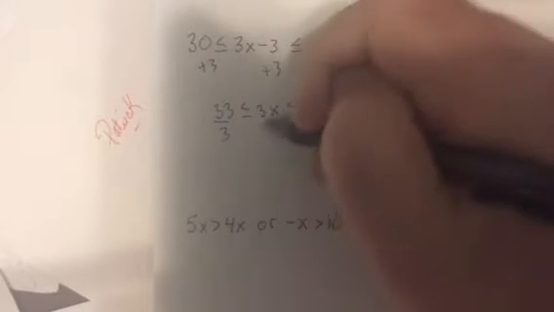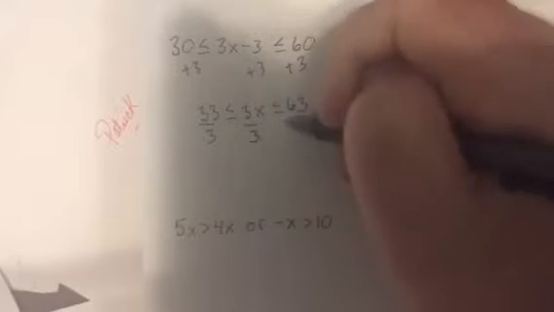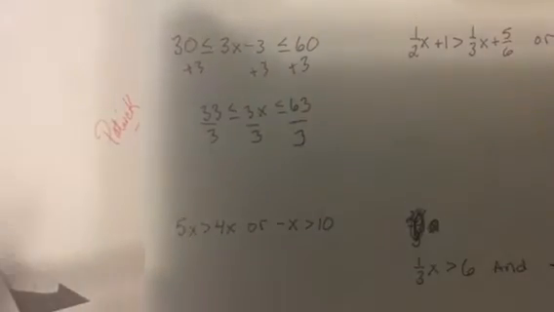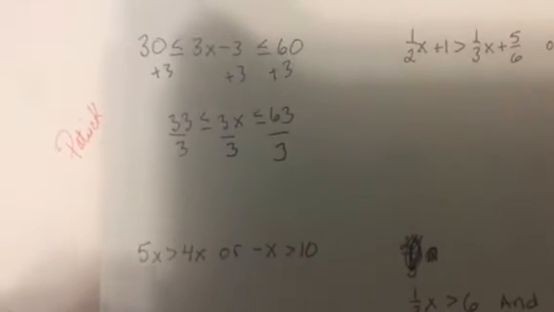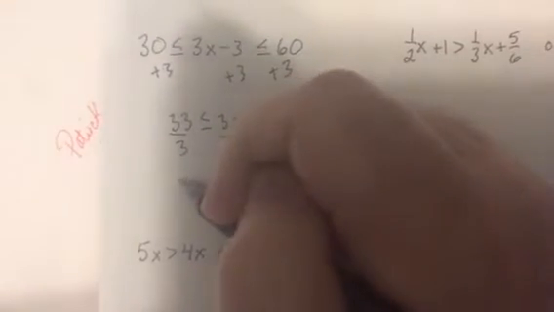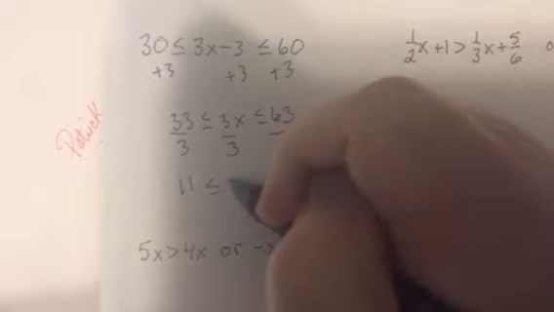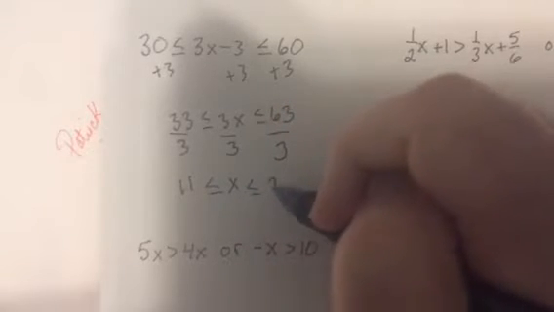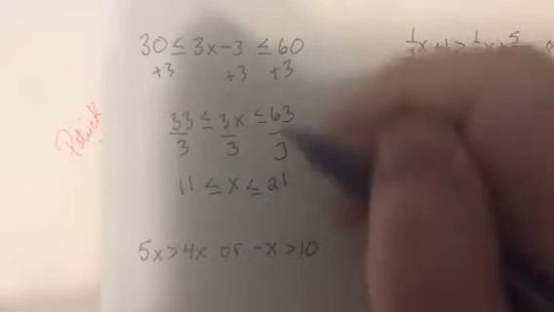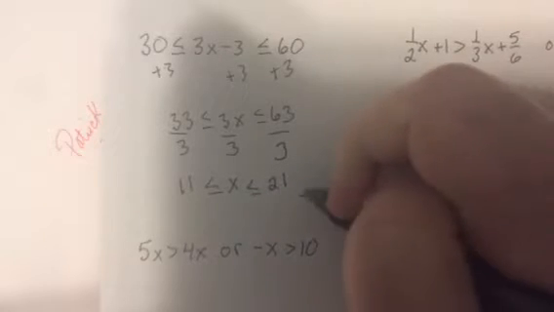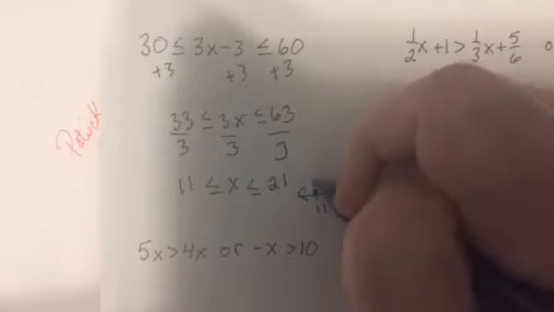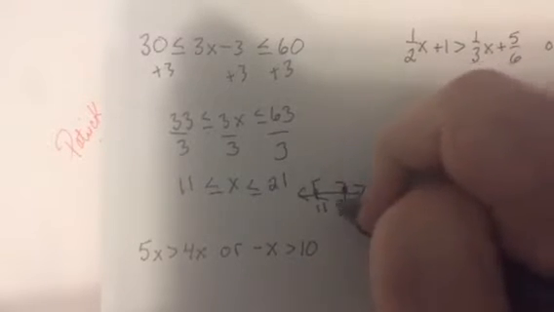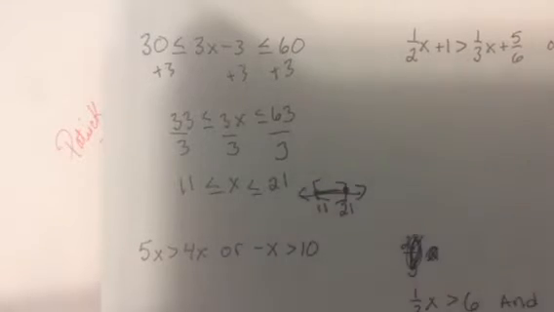I don't know why this is not showing up very well. Maybe you can darken your screen or something. I'm trying to adjust this. Oh, that's a little bit better. So, we'd have 11 is less than or equal to x, which is less than or equal to 21. So 11, 21, solid dots, or if you want to be fancy, brackets.